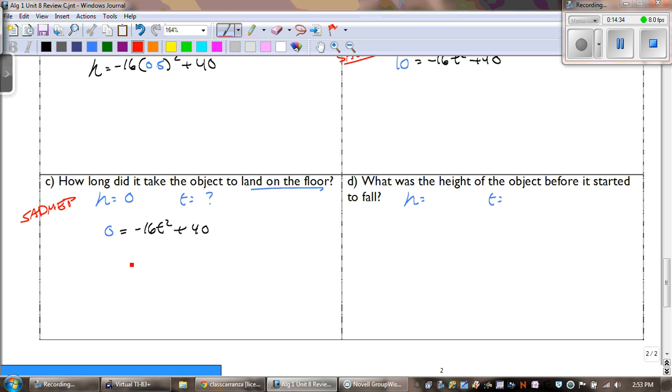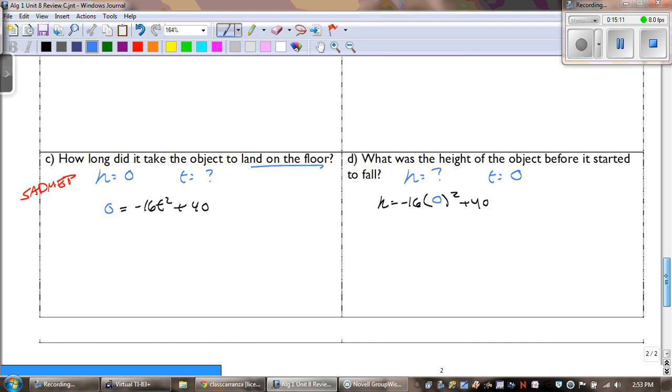D, what was the initial height of the object before it started to fall? Okay, so we don't know what the height is, but it says that we know what the time is, but it doesn't say anything. Well, did it fall yet? No. If it didn't fall, did we start any time yet? No, so time is 0. So for this one, h equals negative 16t squared plus 40, and our time is 0. You guys can do all of those. I'm not going to go through and show you how to solve those.